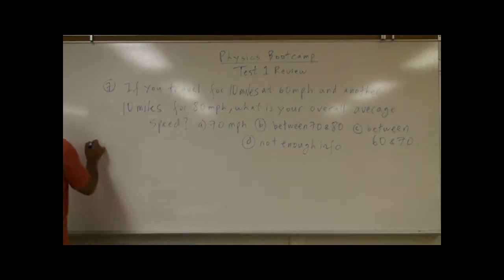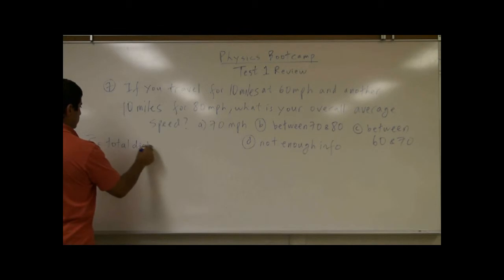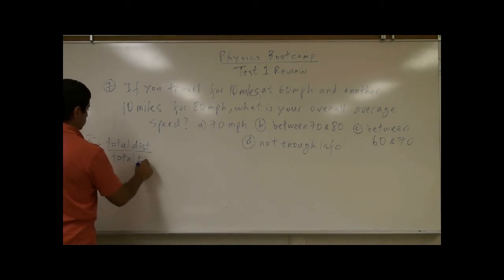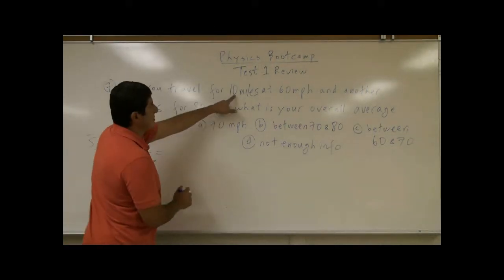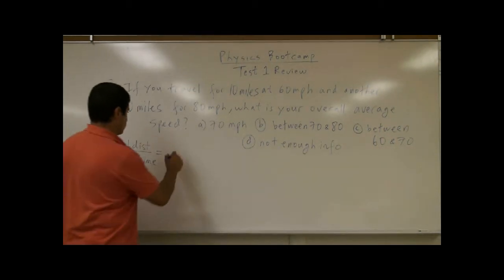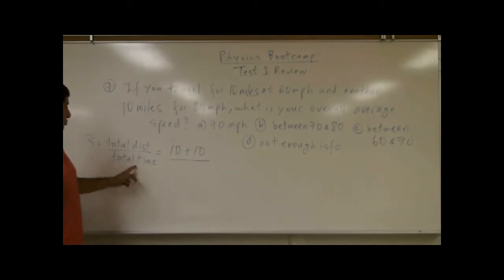Average speed is the total distance divided by the total time. So total distance is what? Well, 10 miles and 10 miles. Now, what's the total time?